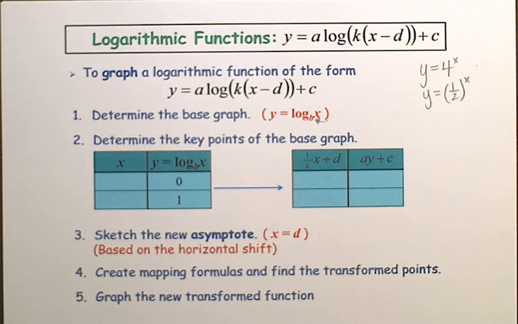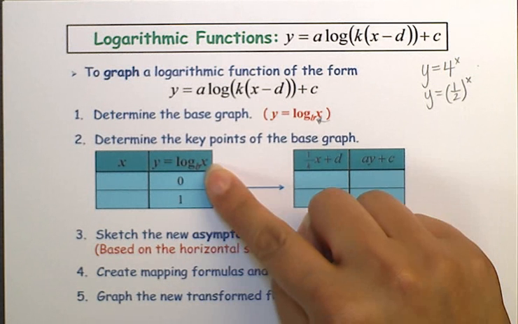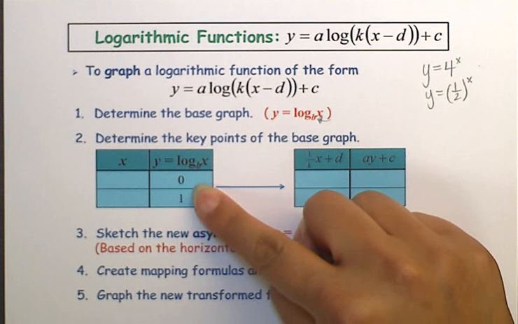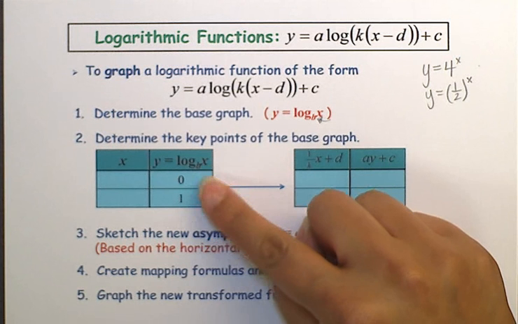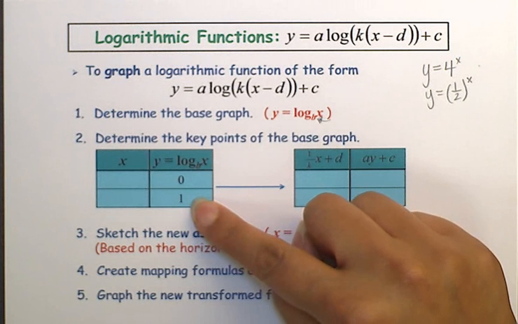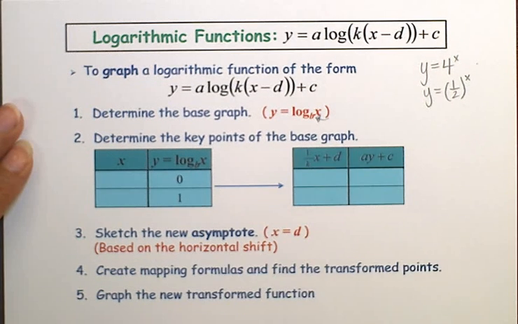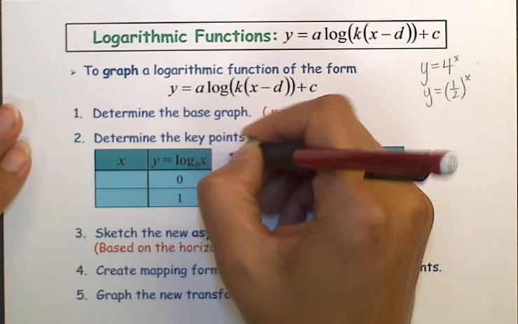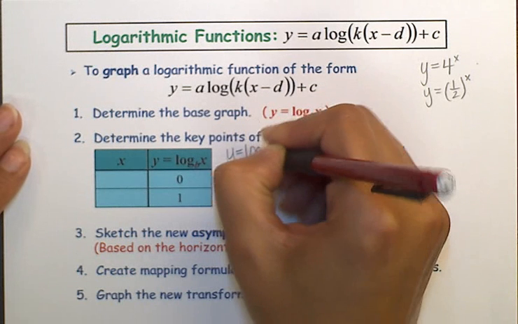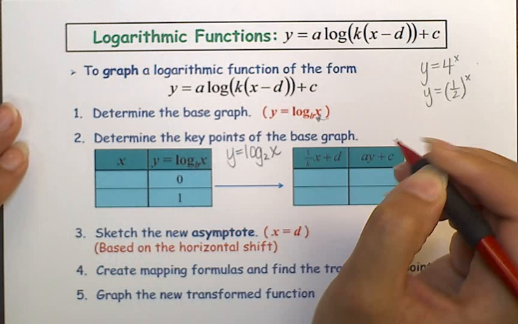Okay, so what we need to do first is determine what the base graph is. From there, we need to determine what the key points of the base graph are. So it depends on what your base logarithmic function is, and you'll see some examples on how to determine what the key points for the base graph will be. Essentially, what you're looking for is what value of x you will have an exponent of 0 applied to, and what value of x will have an exponent of 1 applied to it. Okay, so let's say you had y equals log base 2 of x. So let's say this was our base function.